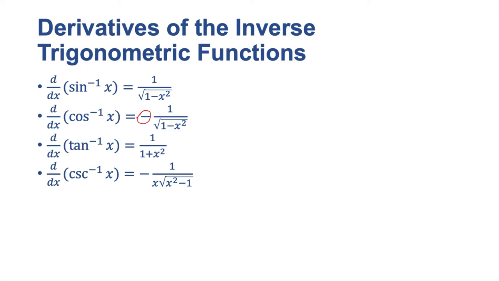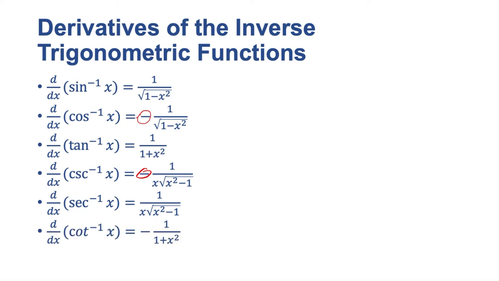And the derivative of the inverse cosecant is negative 1 over x times the square root of x squared minus 1. Be careful of that negative sign again, right there. And furthermore, we have the derivative of the inverse secant is 1 over x times the square root of x squared minus 1. And finally, we have the derivative of the inverse cotangent here. And again, negative sign. So that will be negative 1 over 1 plus x squared. All right, so that is the derivatives of the inverse trigonometric functions.